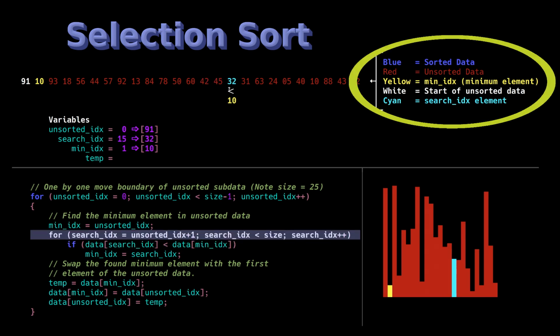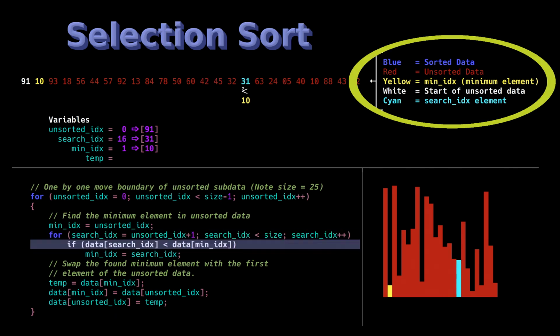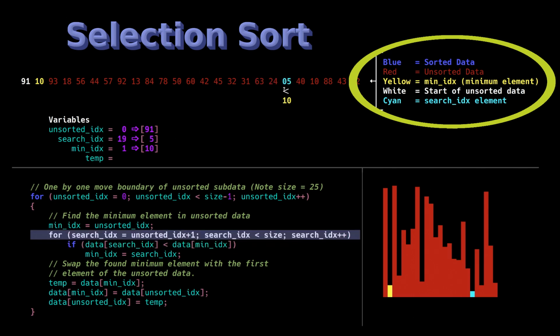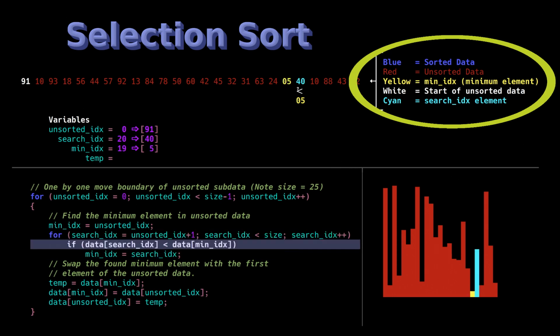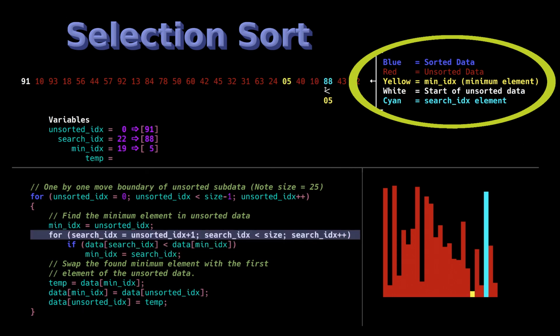The blue elements are the sorted portion of the array and the red are the unsorted portion. The yellow element is the current minimum element candidate. The white element is the boundary between the sorted and unsorted portion of the array, and the cyan is the element being tested.